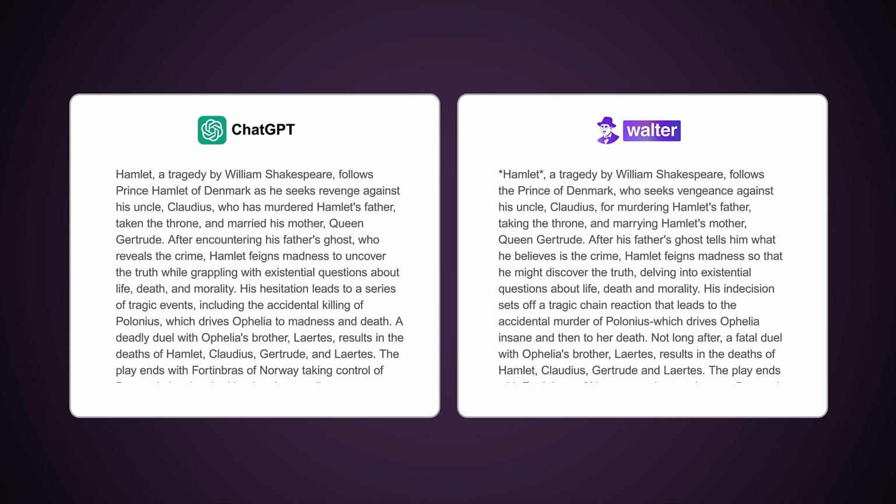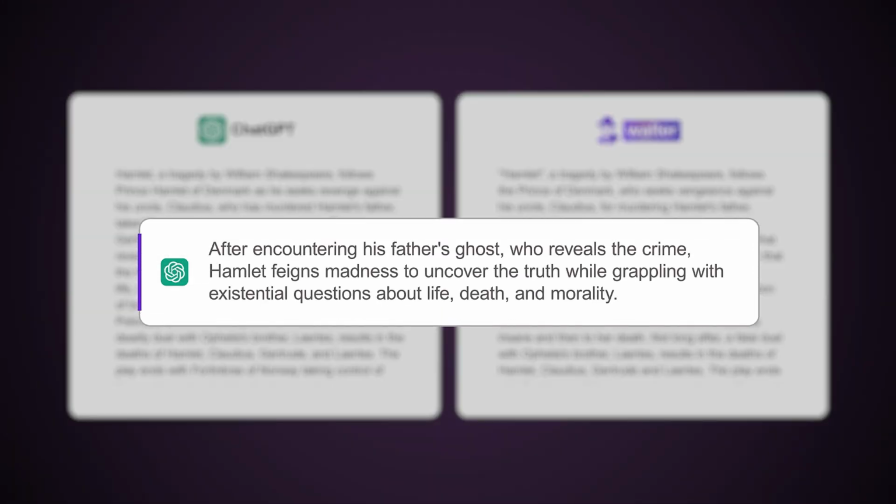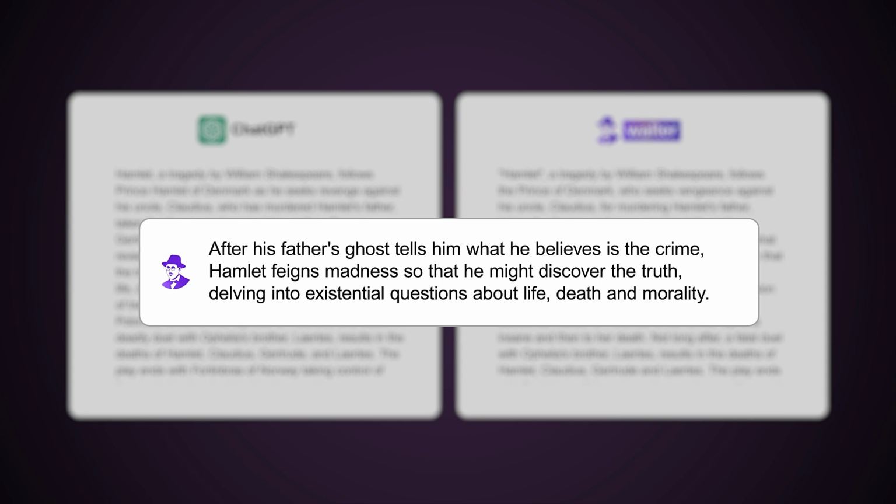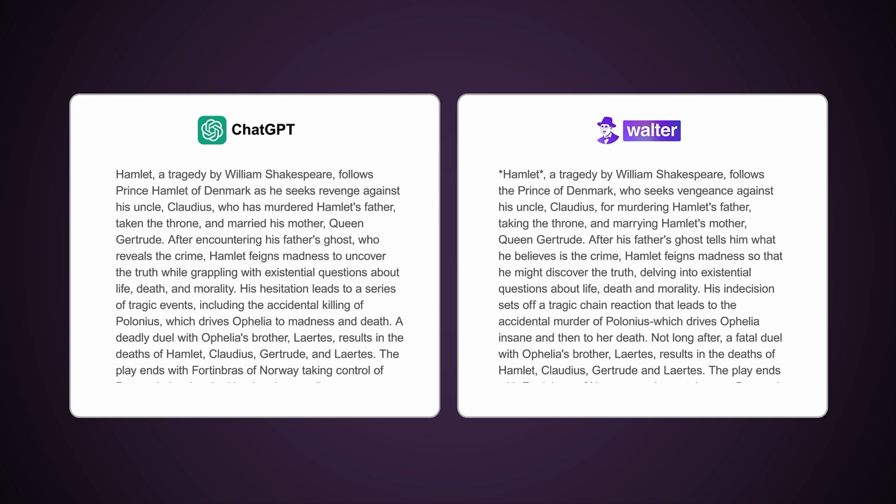One that caught my eye is this second sentence here. If we go over to ChatGPT, it says, "After encountering his father's ghost, who reveals the crime, Hamlet feigns madness to uncover the truth while grappling with existential questions about life, death, and morality." And if you come back over here, we can see that same sentence has been altered, saying, "After his father's ghost tells him what he believes is the crime, Hamlet feigns madness so that he might discover the truth, delving into existential questions about life, death, and morality." So these sentences still hold the same meaning, but it's just making it sound like something I would personally say. This longer clause before the comma here is more in my style, and it still maintains that same meaning about life, death, and morality, and the faking of madness, and that sort of thing.